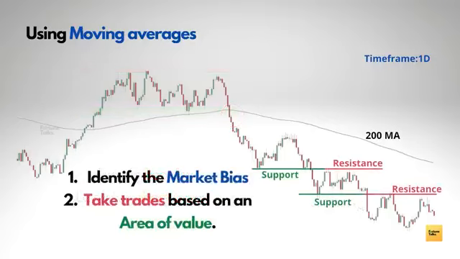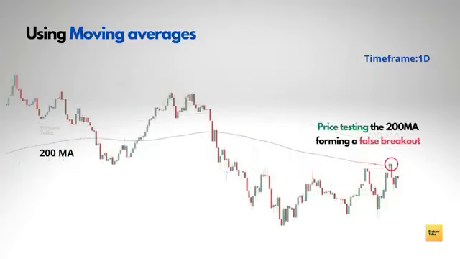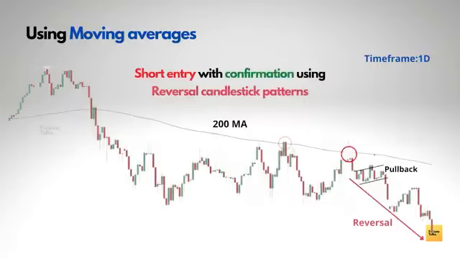Now this is how you can actually use the 200 moving average to give you a bias to know whether you should go long or stay short. And after you have identified your bias, then just reference a market structure like a support or a resistance, or even the moving average itself, to identify the area of value that you want to trade from. And sometimes the price will test the 200 moving average, which is actually an area of resistance, and if it turns out to be a false breakout of the highs, you can use the help of reversal candlestick patterns to take a reversal trade lower.